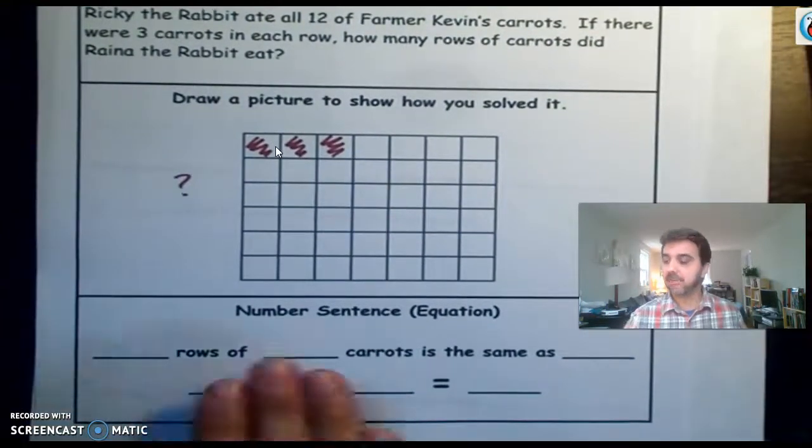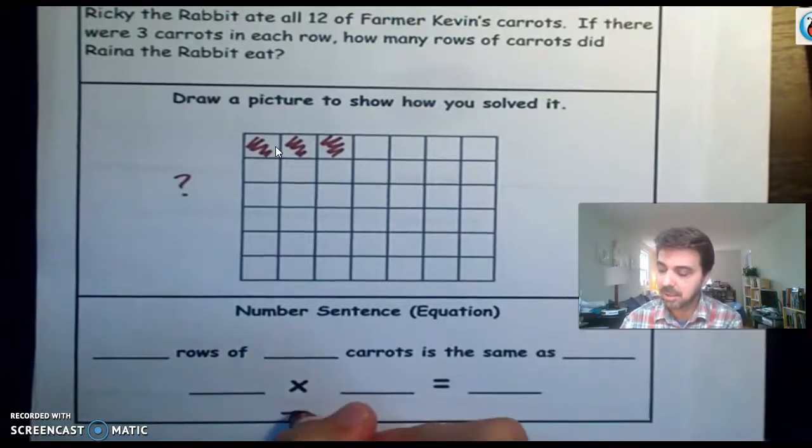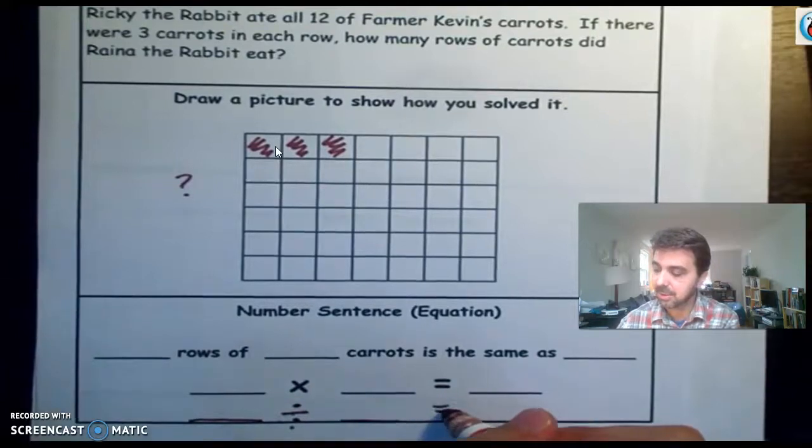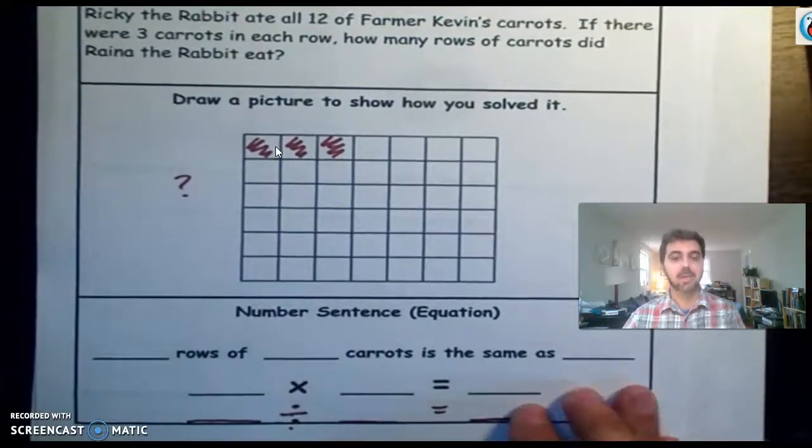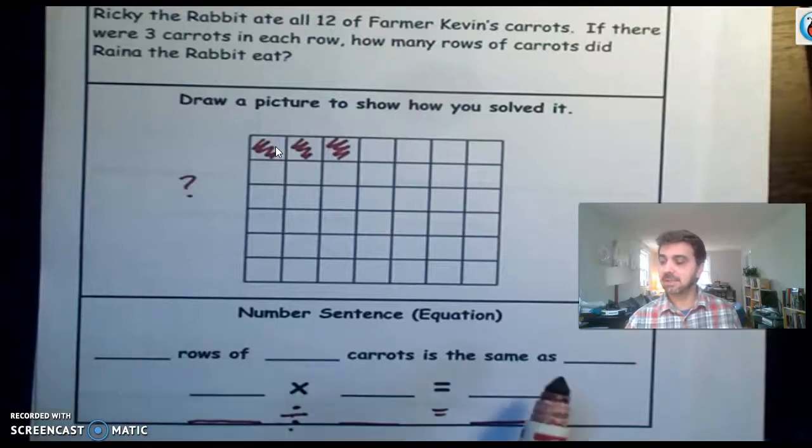Okay, and then you want to fill in your number sentence. Please put your division one below the multiplication. Okay, sorry I didn't put the lines there. So you're going to have to fill this out. You're going to have a multiplication sentence and division.